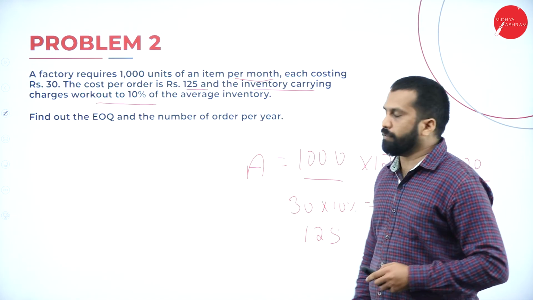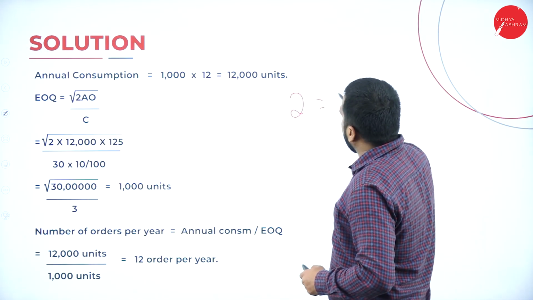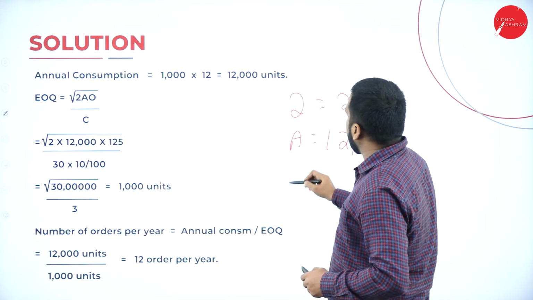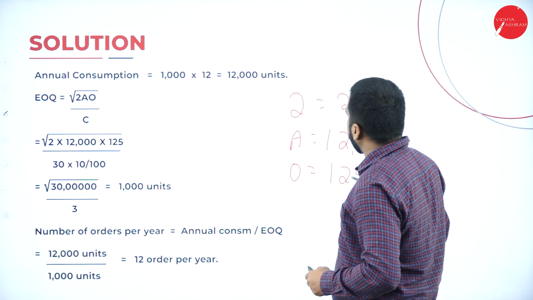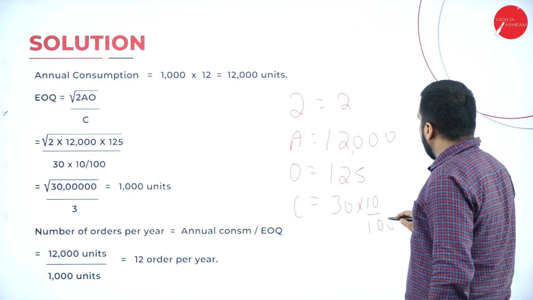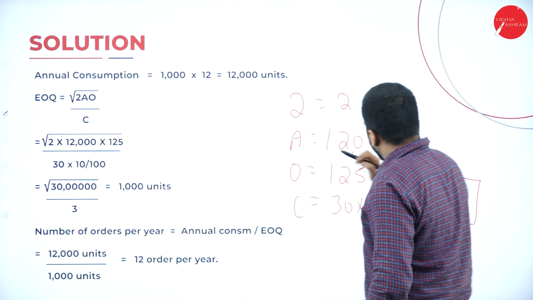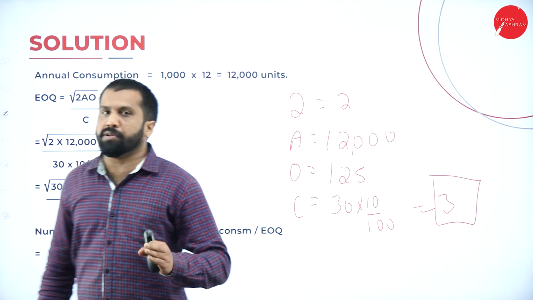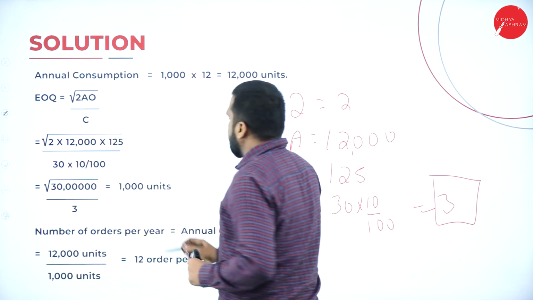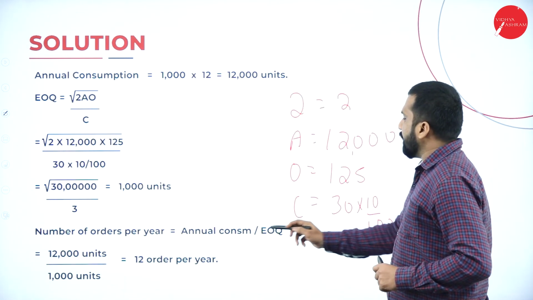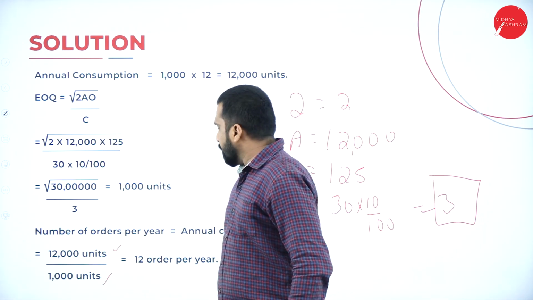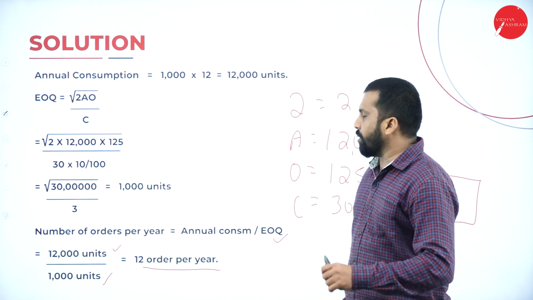Along with that, the cost is 30, the ordering cost is 125 and the carrying charges are 10%: 30 into 10% will become 3. So 2 is equal to 2, A is equal to 12,000, O is equal to 125, C is equal to 30 into 10%, it will become 3. These are the basic things you are supposed to do. Later, you can go for your actual problem. Number of orders per year is annual consumption divided by EOQ: 12,000 units divided by 1,000, so it will be 12 orders per year.